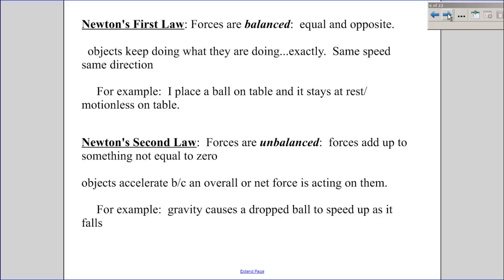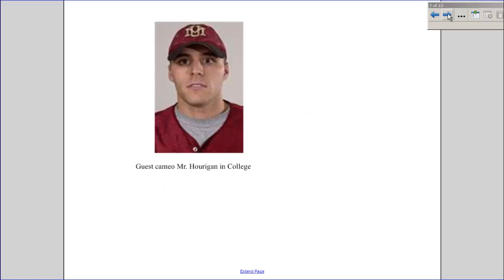Newton's second law deals with forces that are unbalanced, when the forces are not equal and opposite, or there's a net force, something equal to a non-zero value. In that case, the object will accelerate. And again, a classic example is a ball that drops due to gravity, constant force.